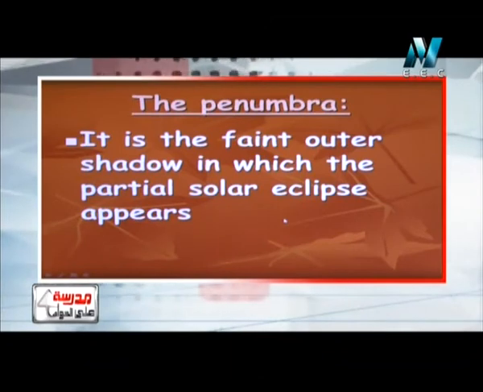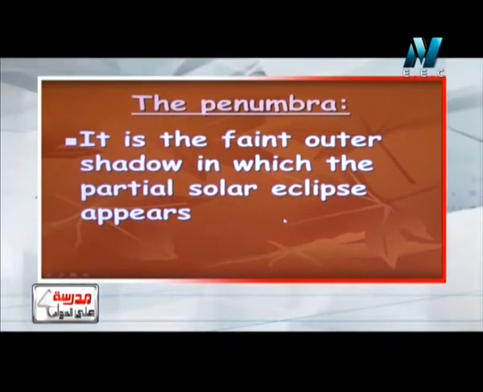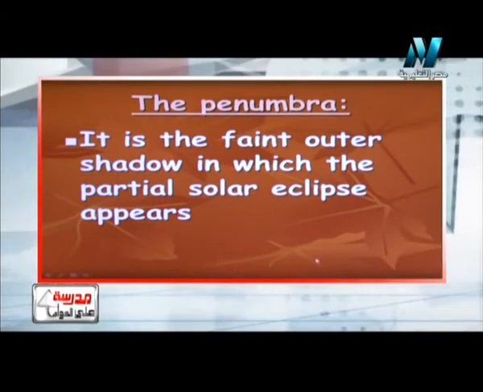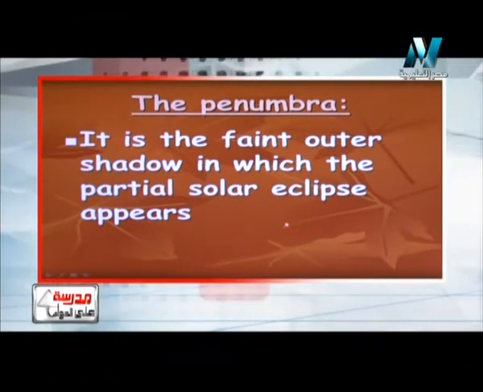It is the region where there is a shadow, but it is faint. Faint means not very dark, weak in darkness, okay? So it's a faint outer shadow in which the partial solar eclipse appears.